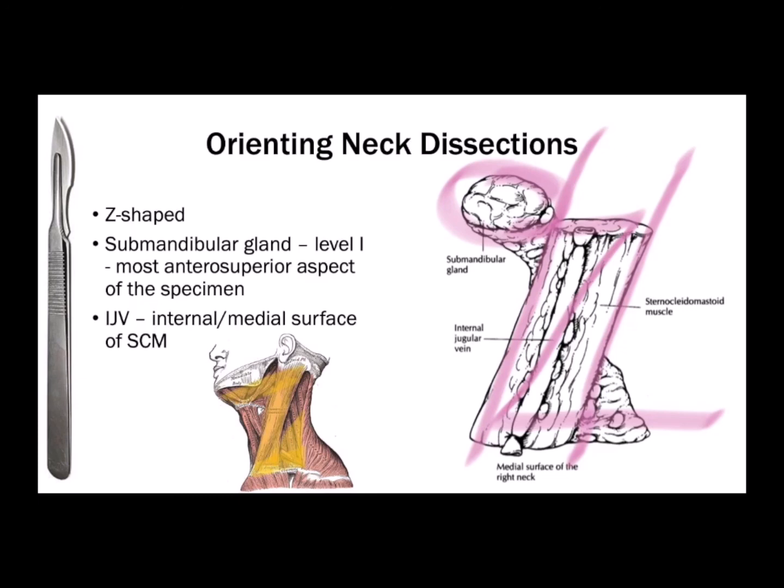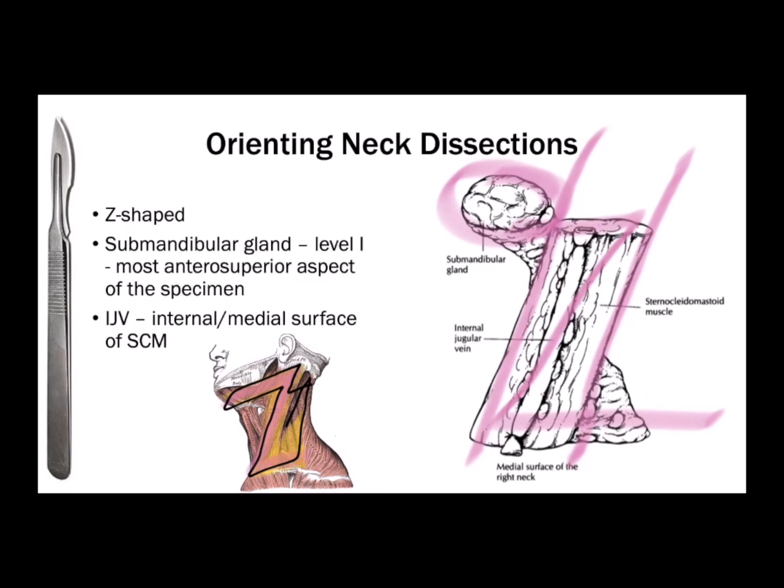And then if you're trying to orient right versus left, you can use the internal jugular vein, because that's going to be on the internal or medial surface of that sternocleidomastoid. So theoretically on the body it would look something like this. Now the hard part about this is that technically level 5 consists of all of this, and so if you get a full level 5 dissection, it's not going to be a Z shape because it would include all of this. So I highlighted just the part in yellow for illustration purposes to make it that Z shape, but keep in mind it may not always be that perfect Z.